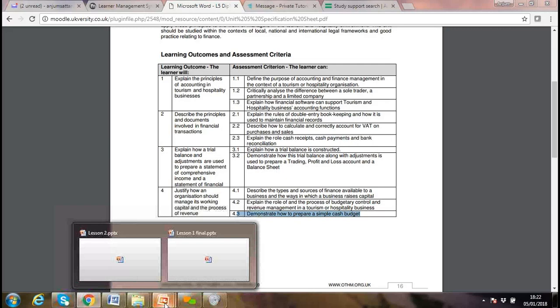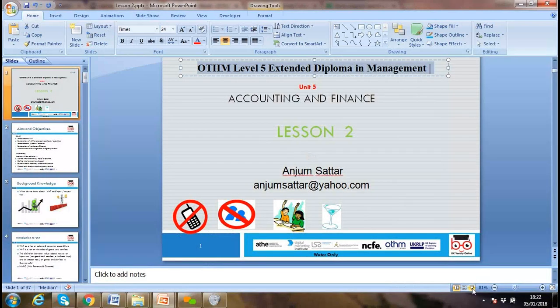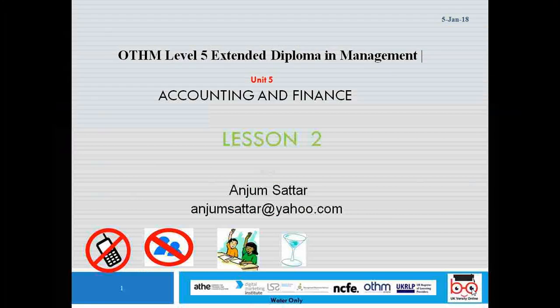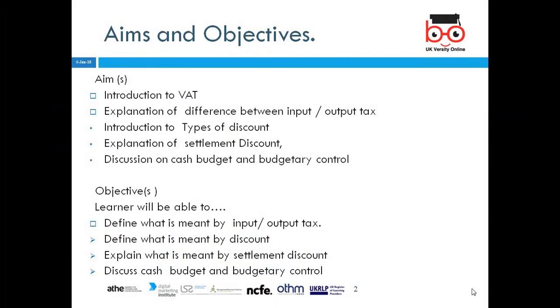Okay, let's move to today's lesson and its aims and objectives. Introduction to VAT, where we'll explain the difference between input and output tax. We'll discuss types of discount, what type of discount we are entitled to get, and why it is crucial to keep a record of these discounts. And settlement discount: what is meant by settlement discount and why it is important. And we'll go through the cash budget and the budgetary control, which are learning outcomes 4.3 and 4.4.